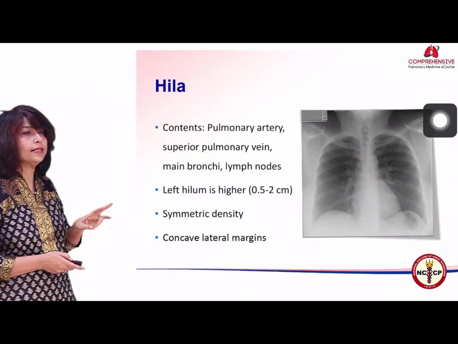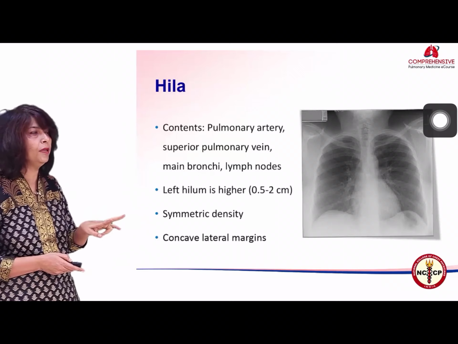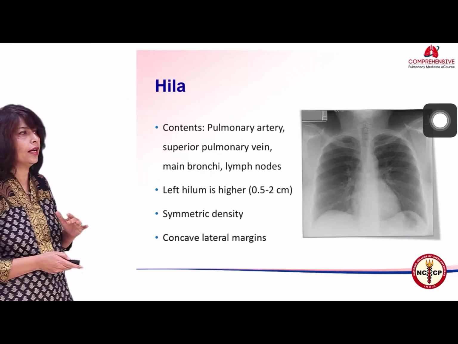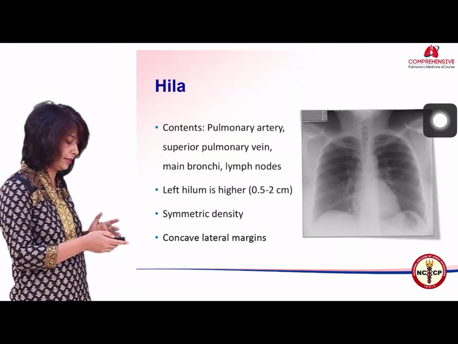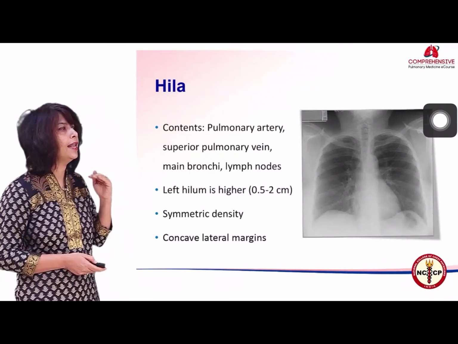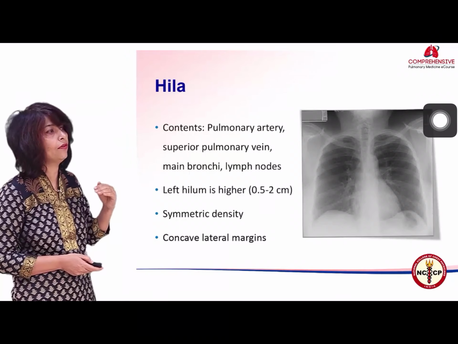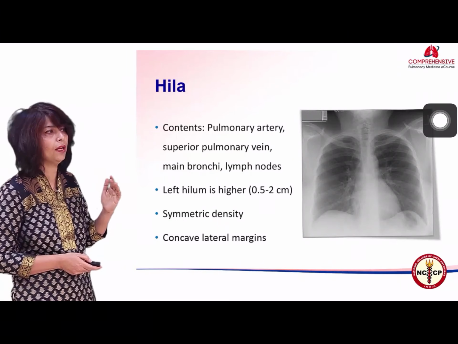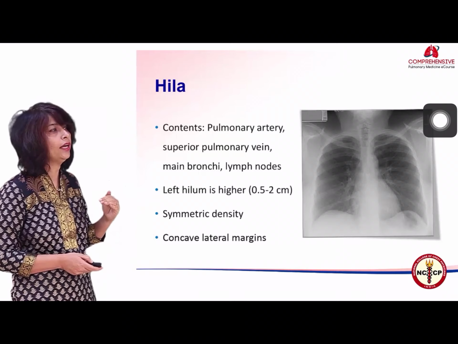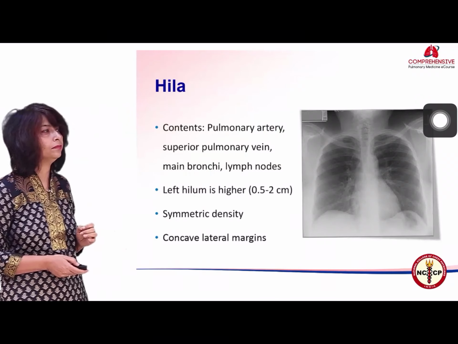The second thing is their density. The density of the two hila should be similar, because sometimes a node may just appear as an increase in density. Third is position. Position, left hilum is higher than the right hilum, because the left pulmonary artery, main pulmonary artery goes above the left main bronchus. So that's why the left hilum is higher than the right hilum.